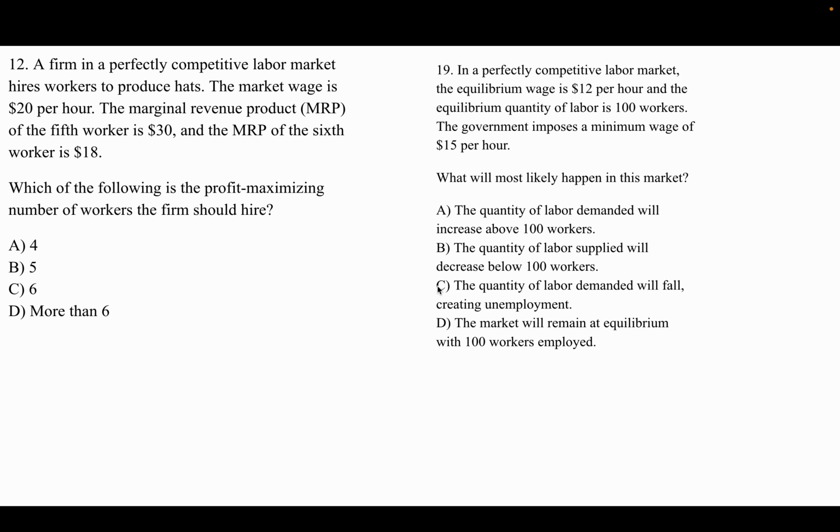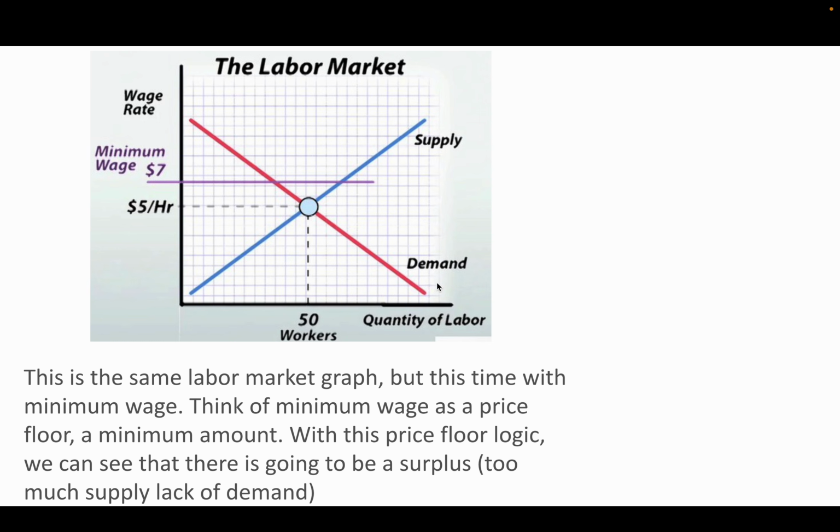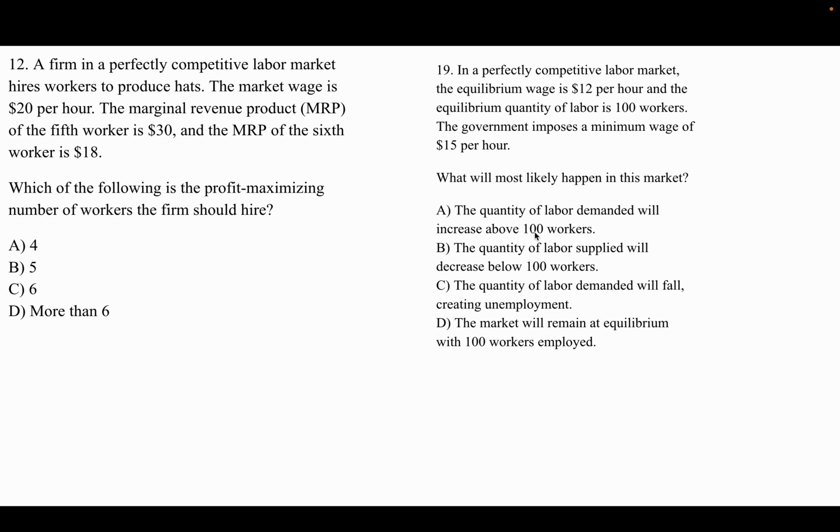Because it's a price floor and increases unemployment, the quantity of labor demanded will fall and it creates unemployment. That's completely right. So it's C. The quantity of labor demanded is going to fall from firms because firms are going to have to pay more. So because of that, boom, unemployment. So that's the general idea of a minimum wage.